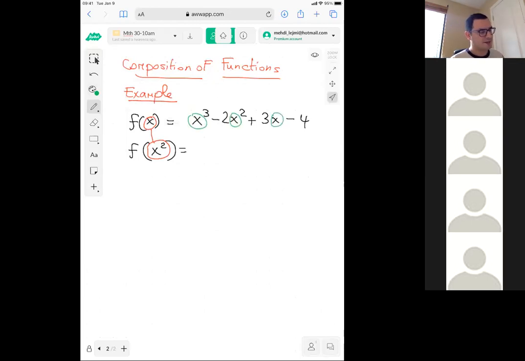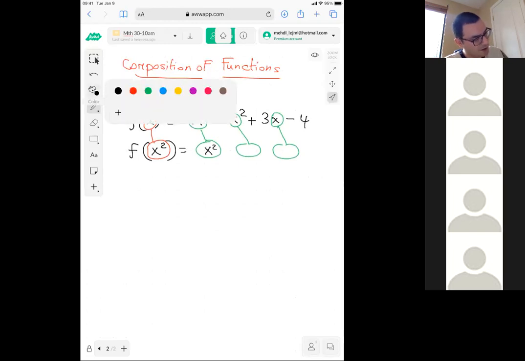And what I'm saying is those x's are going to be replaced by x squared. So this x here is going to be replaced by x squared, this is an x squared, this is an x squared, right? And of course, there is still a cube, power 3 here. See the power 3 here? So we're going to put power 3 here, that's the same thing. And then we have minus 2.